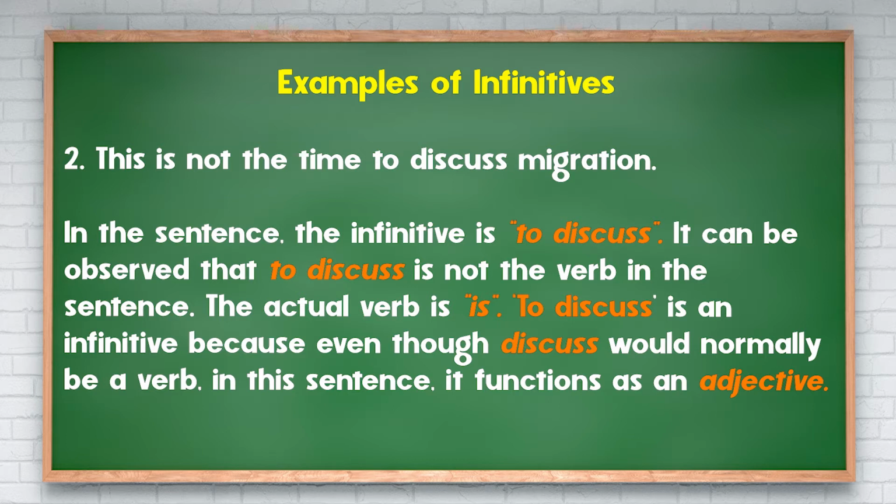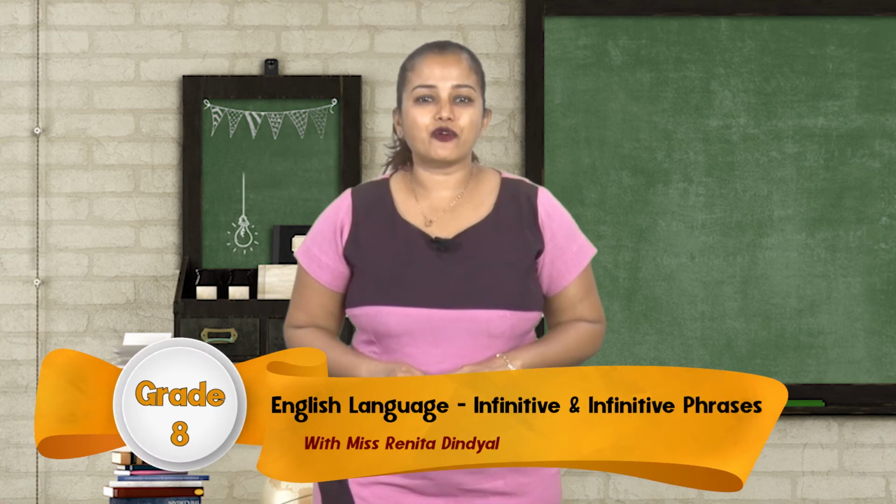Here's another example. This is not the time to discuss migration. In this sentence, the infinitive is to discuss. It can be observed that to discuss is not the verb in the sentence. The actual verb in the sentence is. To discuss is an infinitive because even though normally discuss would be a verb, in this sentence it functions as an adjective.